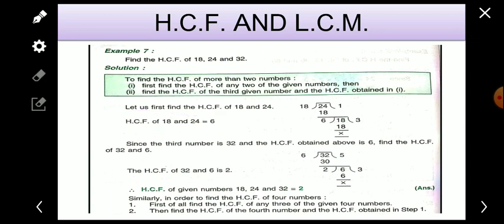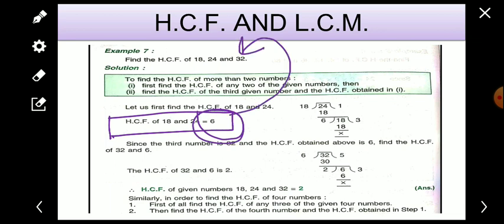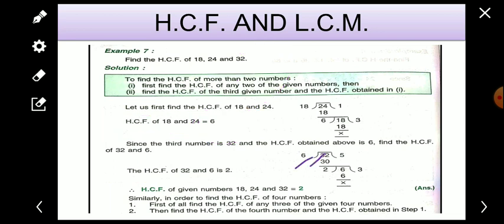What is the process? The first step is that we find the HCF of the first 2 numbers. We have got the HCF of the first 2 numbers, that is 6, and by the HCF of the first 2 numbers we will divide the third number. So now we will divide 32 by 6, following the same steps as we do to find the HCF of 2 numbers. We divide 32 by 6, 6 fives are 30, then we have got the remainder 2. The remainder is not 0, it is 2.